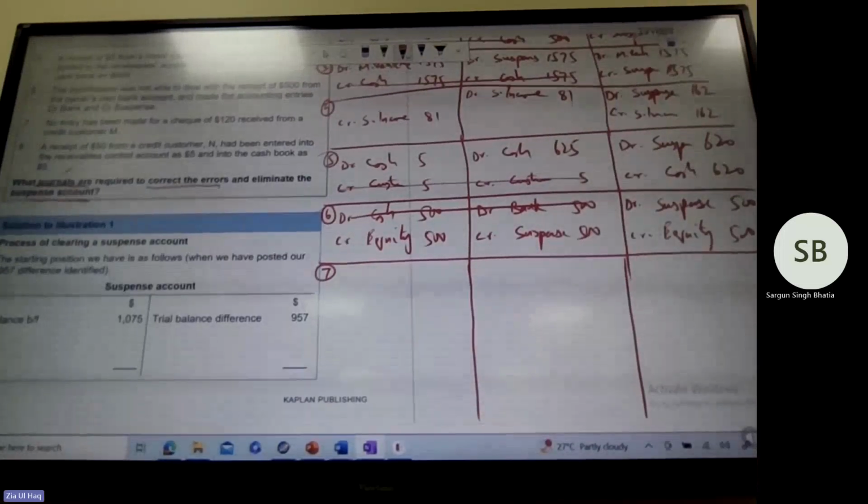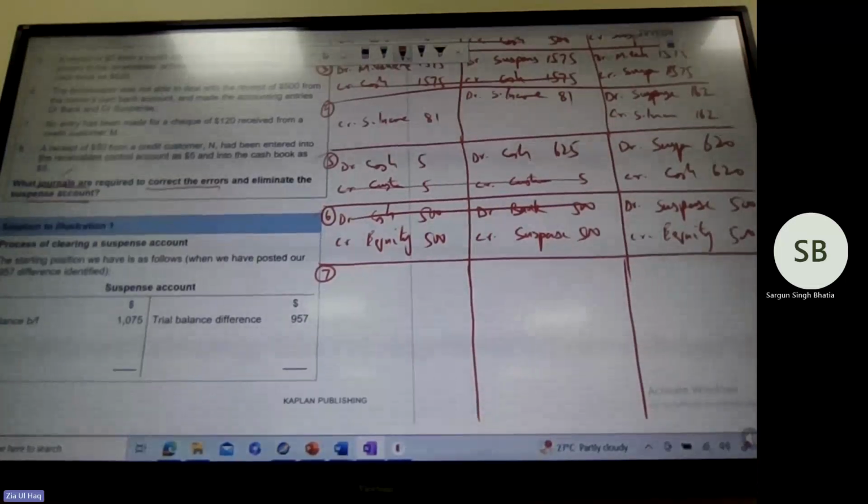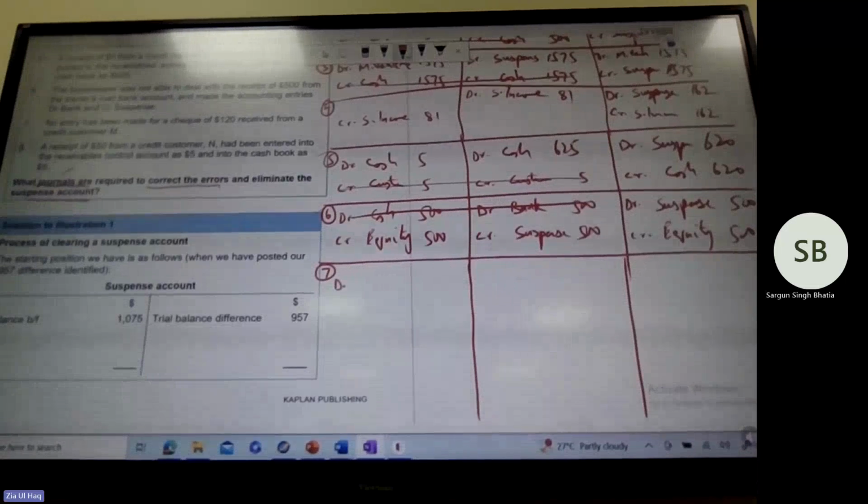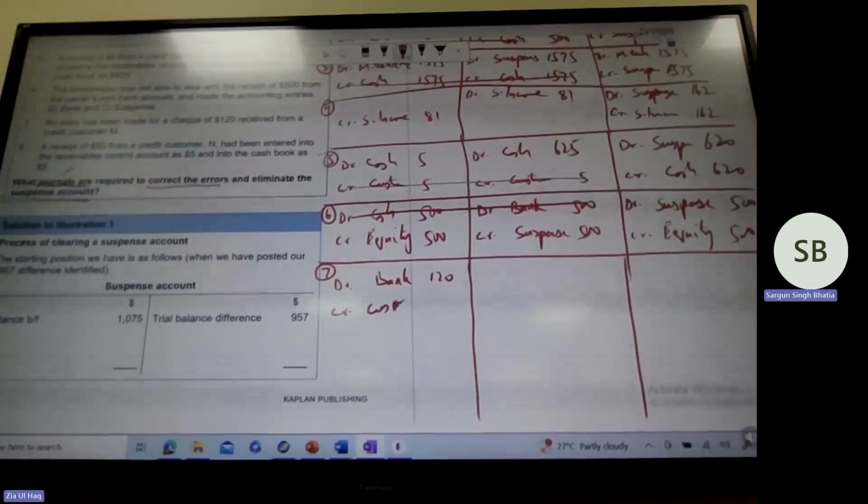Number 7. No entry had been made for a check of 120 received from a credit customer M. What could be the entry? Debit cash or bank? Debit cash or bank with 120 and credit the customer receivable M 120.